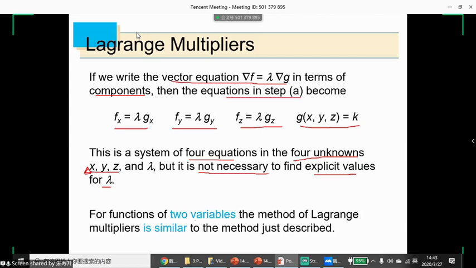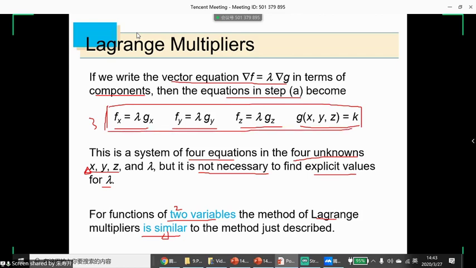For functions of two variables, the method of Lagrange is similar. Here it is for three variables; for two variables it's similar. So if you want to solve a constrained problem for a maximum or minimum value, we have to use this. If it's a three variable case, please write this one in the notebook. Maybe we will be using it later.